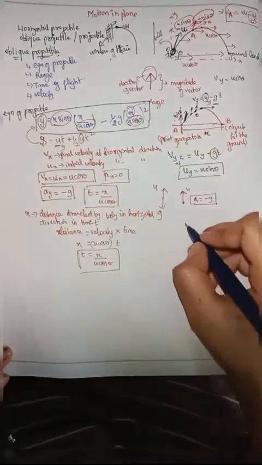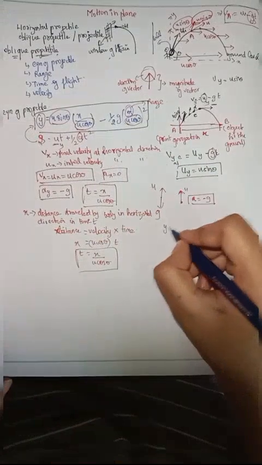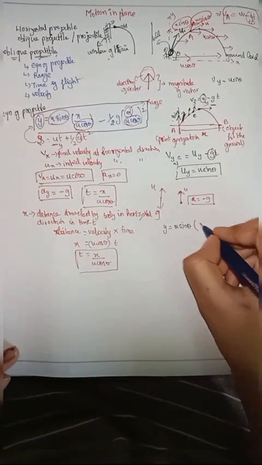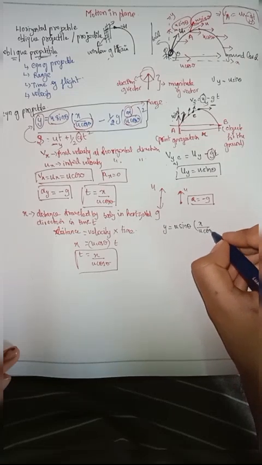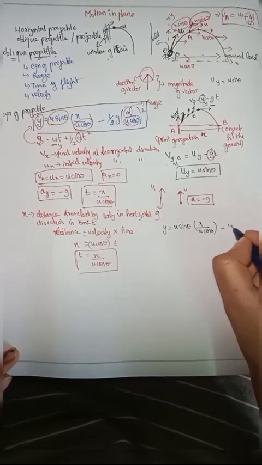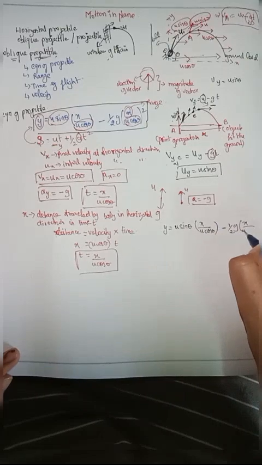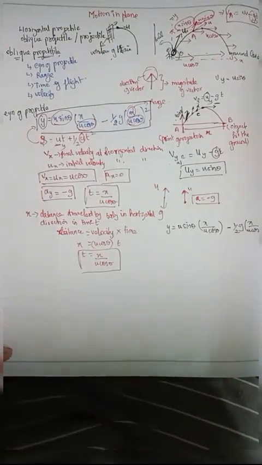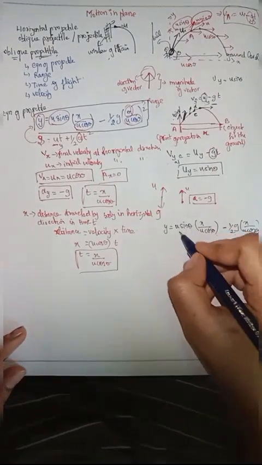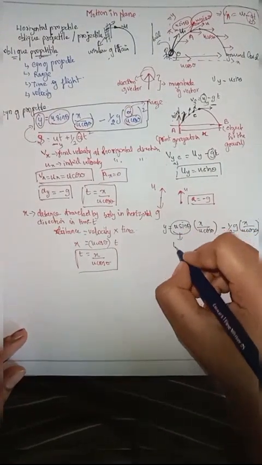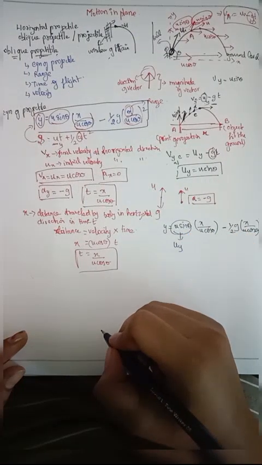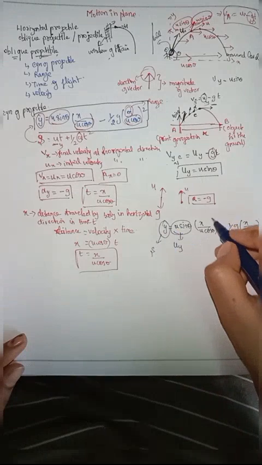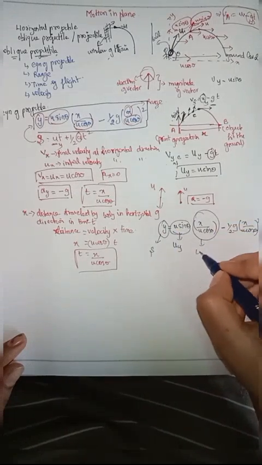Here in this equation, y equal to u sin theta x divided by u cos theta minus 1 by 2 g x divided by u cos theta whole square. In this equation, you can note something. This is the u y term, the initial velocity in the y direction, and this is nothing but displacement along the y direction, and this is nothing but t.